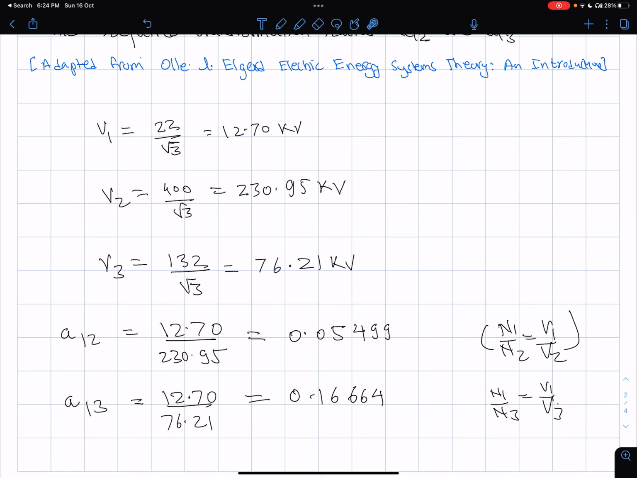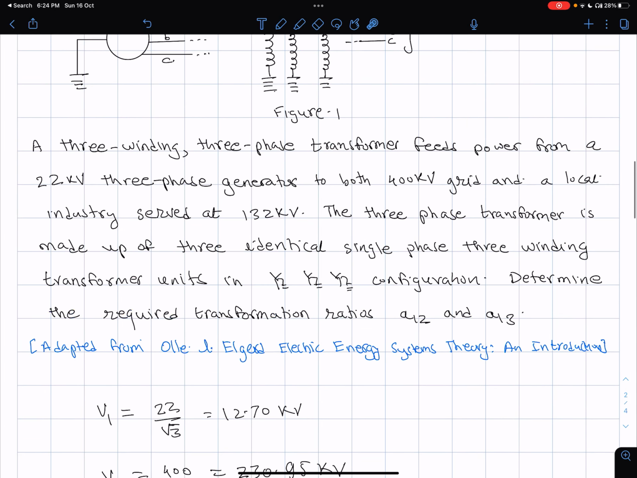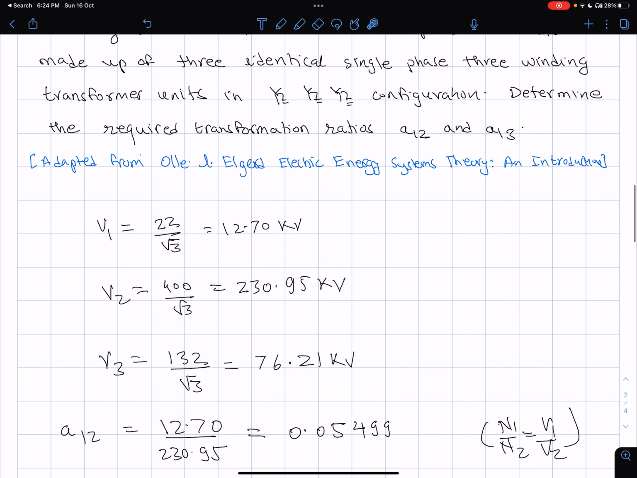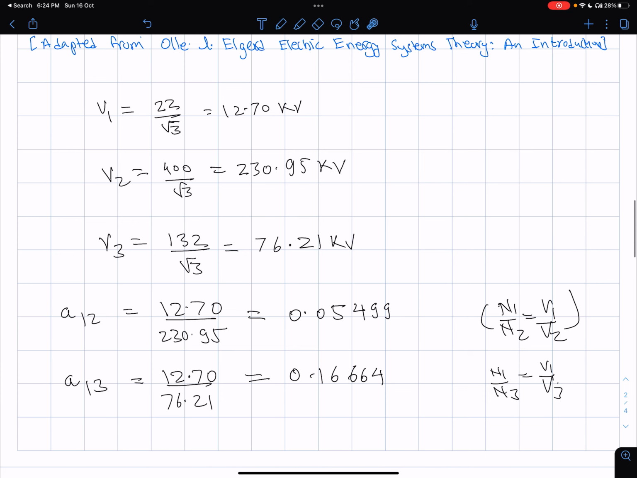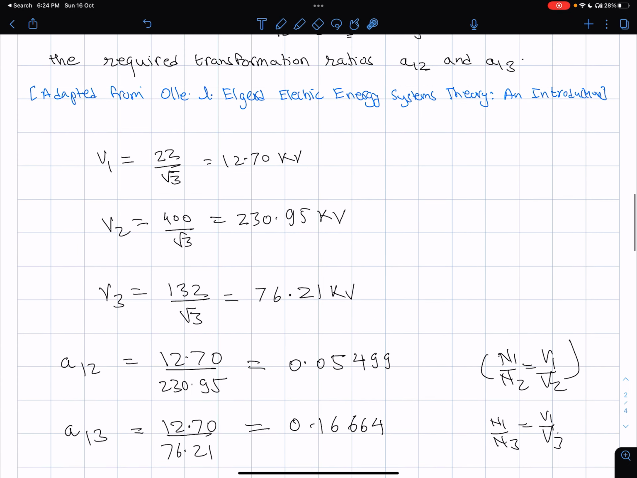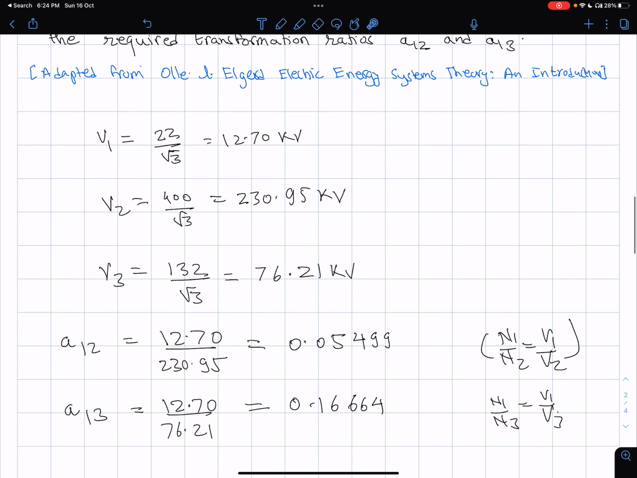Of course, you cannot have two different turns on the N1 side. So you should finally come back to the N1 to N2 to N3 ratio and then convert it into appropriate integer values, but we'll not get into the exact number of turns right now.